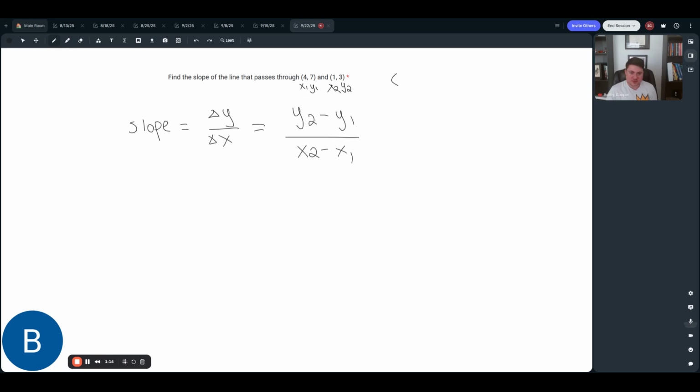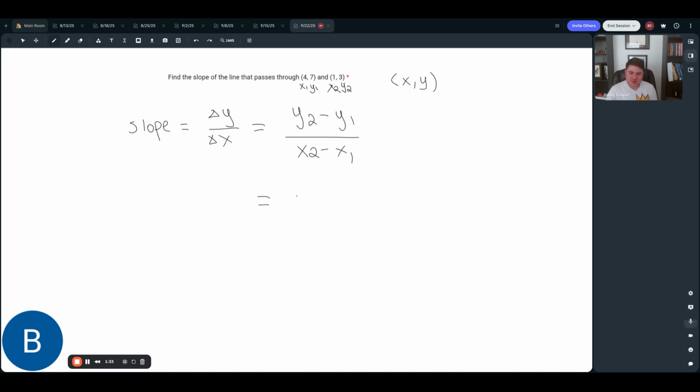And of course, just as a reminder, coordinate points are always written as x comma y. So you want to make sure your x's are first and your y's are second. And then I always recommend labeling just like this, labeling what x1, y1, x2, y2 are, so that then it's really easy to just plug these numbers into the formula.